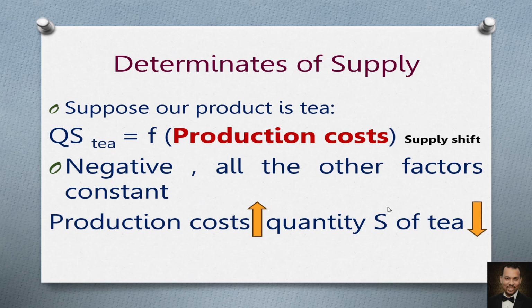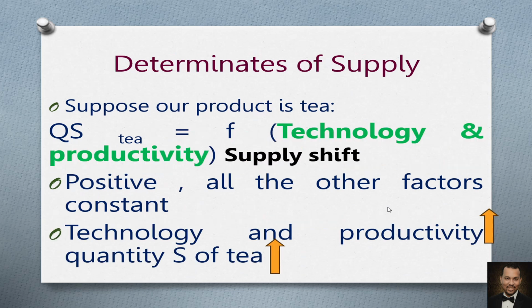If the production costs decreased, quantity supplied of tea increases and the supply curve will shift to the right, all the other factors constant. The next factor: technology and productivity. By logic, new technology, innovation, enhancement in technology, and increased productivity have a positive relationship with quantity supplied.